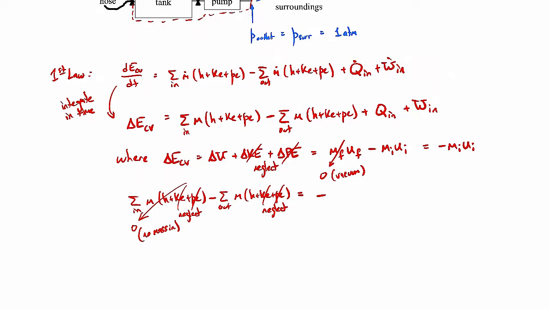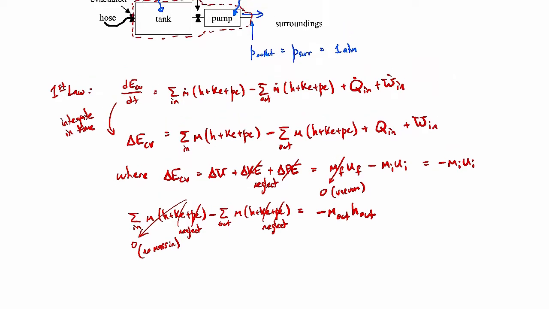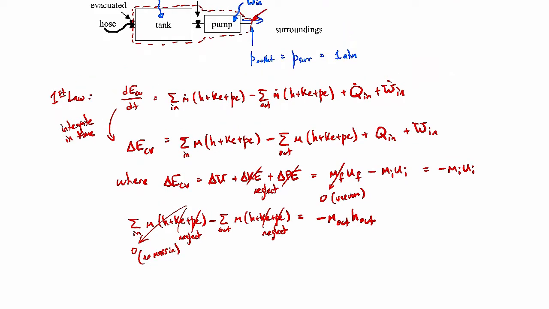So what we're left with in the end is minus the mass that's gone out times the specific enthalpy of the air as it's leaving. So the out there is right here in the picture. This is the out, where the air is going out.